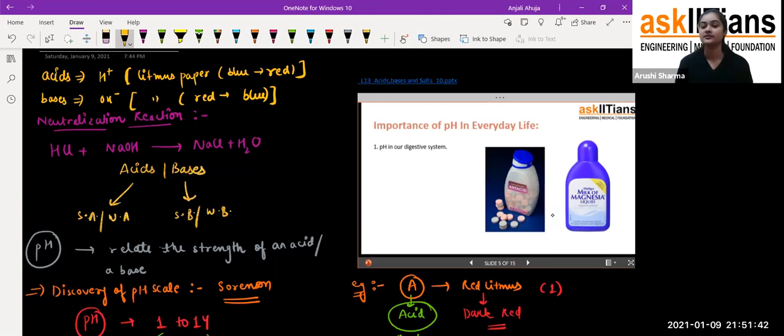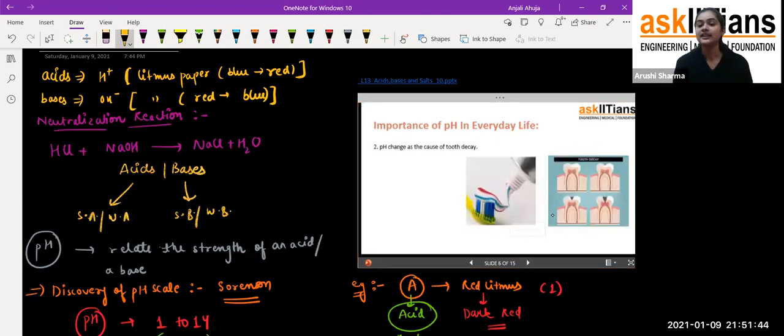Fine. Coming to the next property, pH change as the cause of tooth decay. If there is a pH change inside our buccal cavity, the pH for our mouth, students, if I write it down here, is around 5.5. So if we require a pH of 5.5 and this pH changes, it will cause tooth decay.